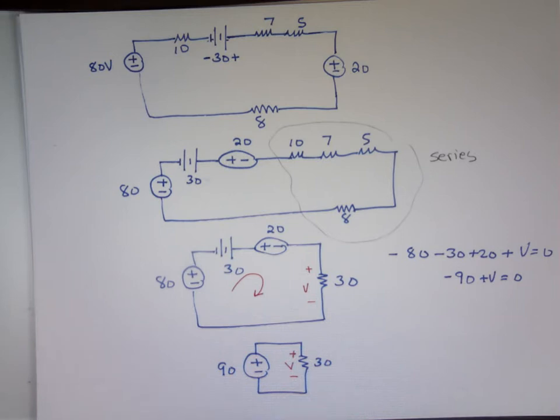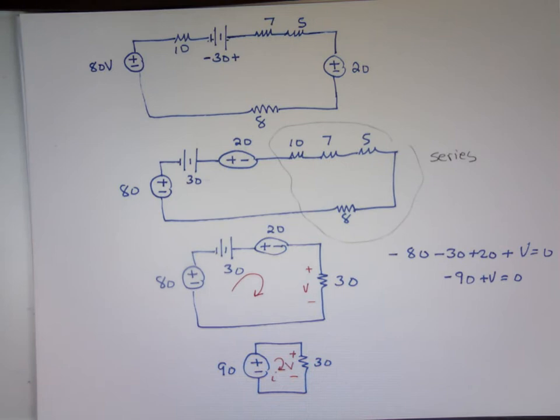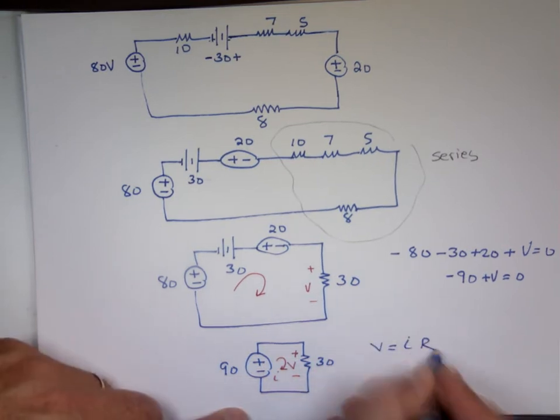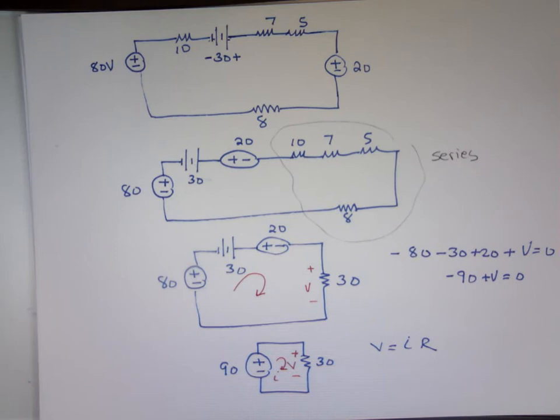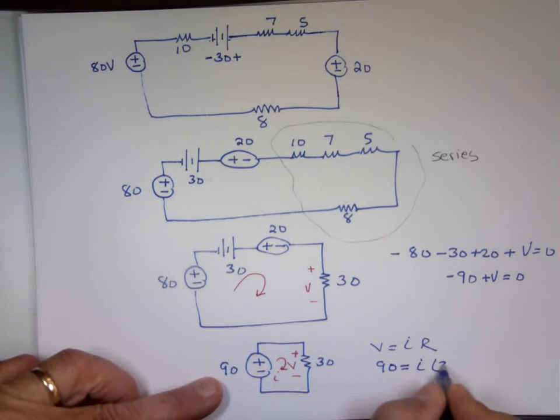You want to find the current I? Ohm's law. I equals what? Or V equals I times R. The voltage is 90, they're in parallel. The current is I, the resistor is 30. What's I equal to? 3 amps.